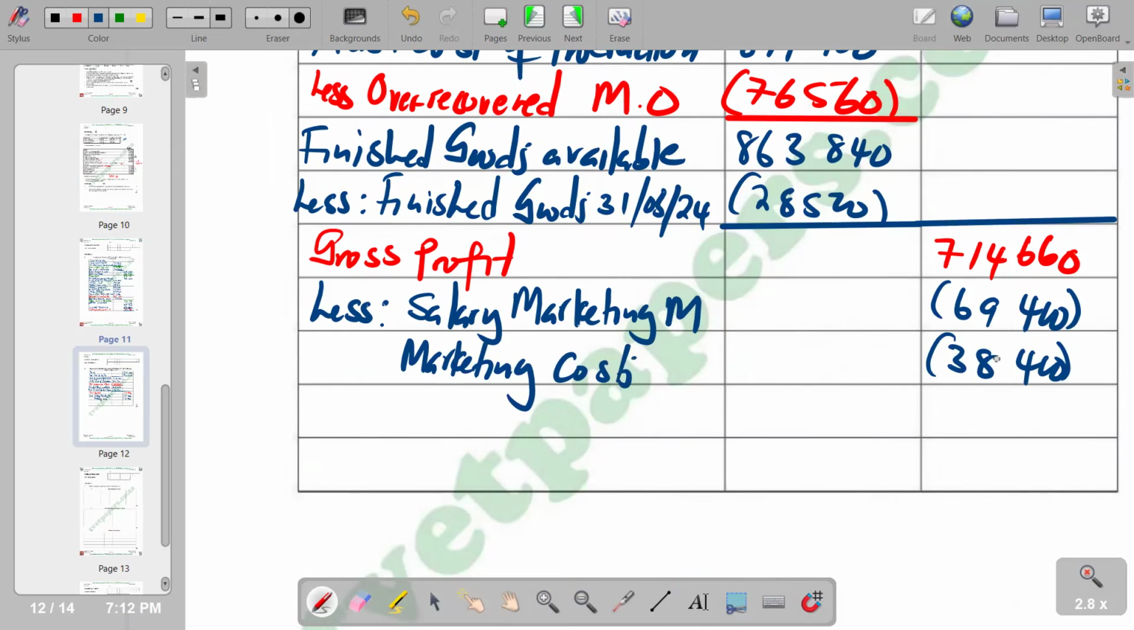And of course, we calculate to get the net profit. So we say 714,760 minus 69,400 minus 30,400, and we get our net profit before tax. Net profit before tax is 606,860.